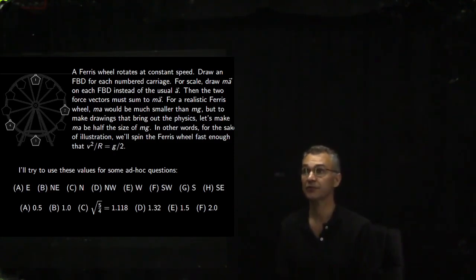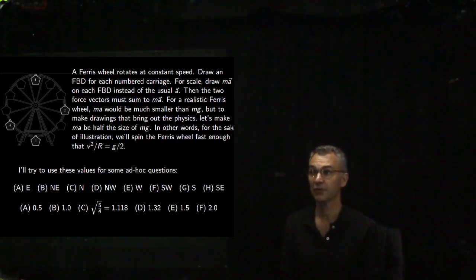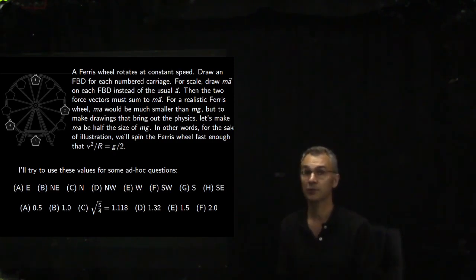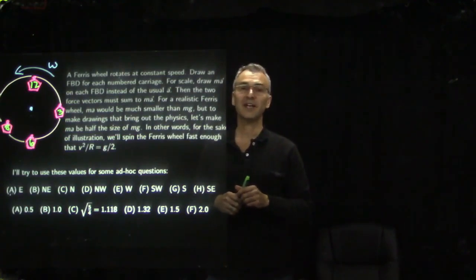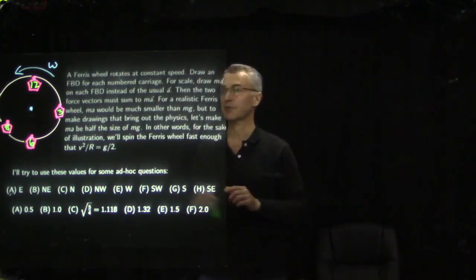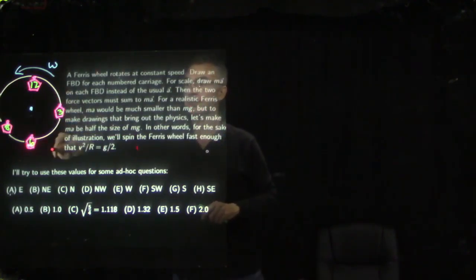In other words, for the sake of illustration, we'll spin the Ferris wheel fast enough that v squared over r equals 1/2 g. Whoa. So first, let's consider the acceleration vector for each one of these carriages. I don't like the original problem's numbering. I'm going to give them clock numbers. I'm going to call this one 12, this one 3, this one 6, and this one 8.